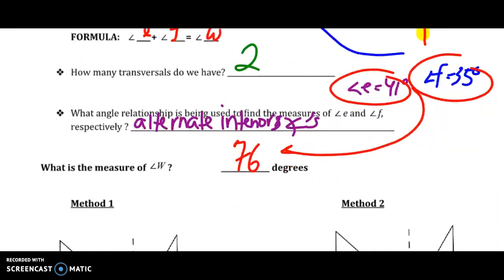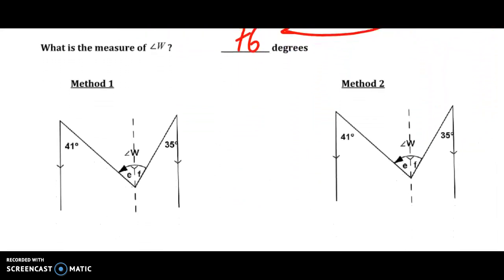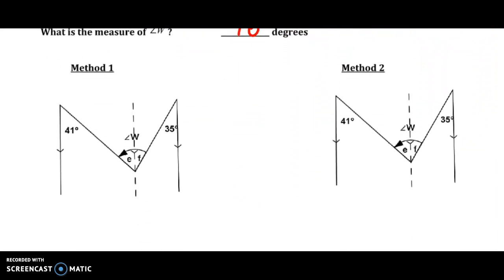So we did one method, where we use the alternate interior angles using the auxiliary line to find E and F separately. So the measure of angle W is 76. Method 2, I just want to show you that the auxiliary line doesn't always have to be using Euclid's postulate. So I just want to show you another way that you could do this.